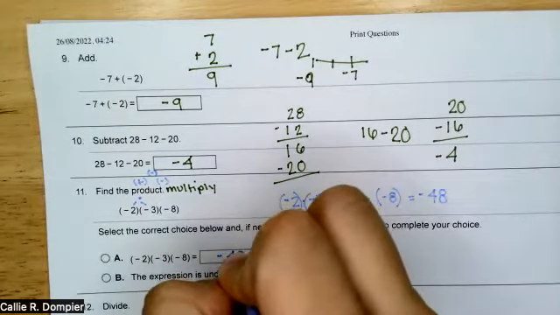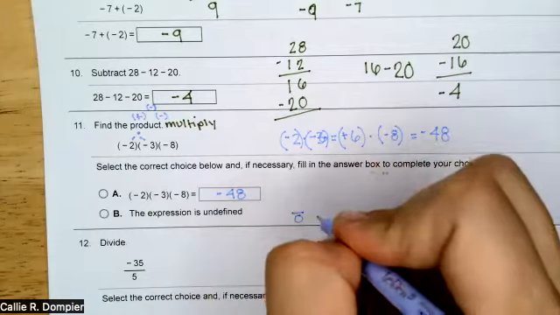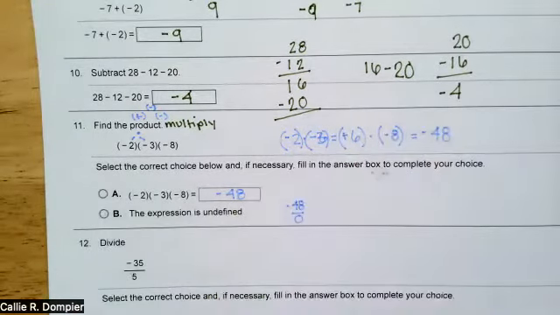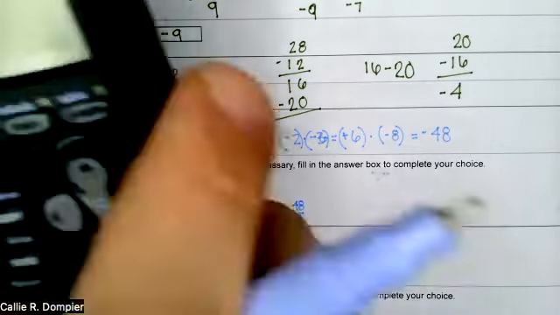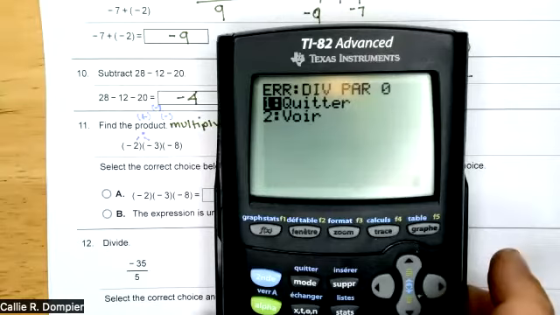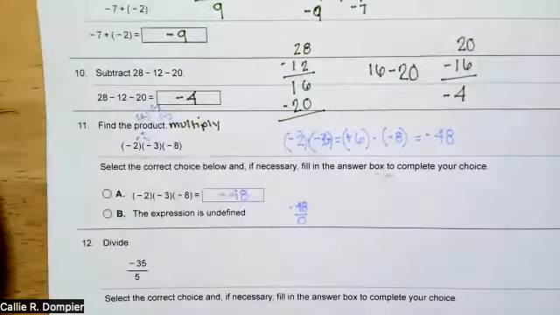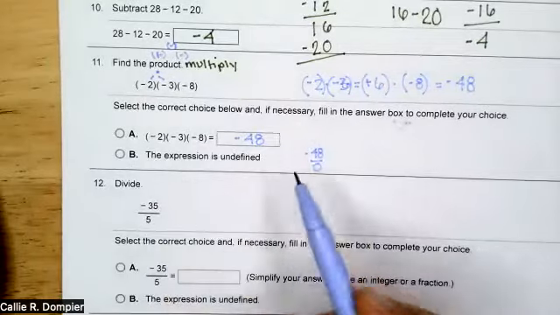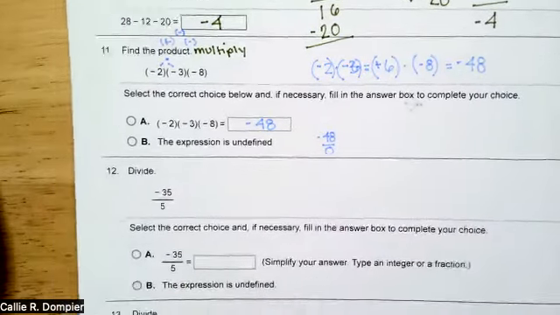Undefined is only going to be if you are dividing something by 0. So if the answer you got was negative 48 over 0, you cannot divide by 0. It is undefined. So you don't need to worry about that choice. And they're all multiple choice anyway.